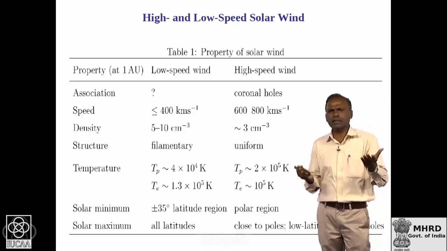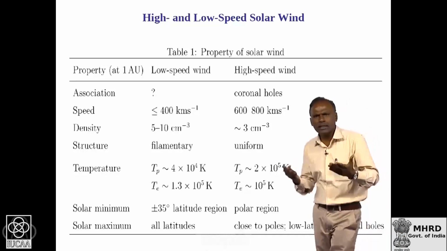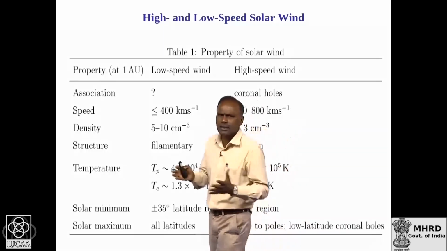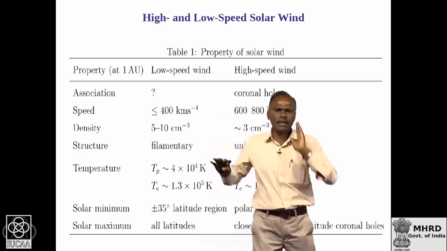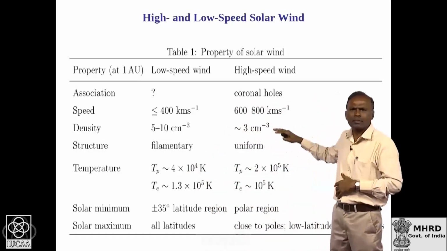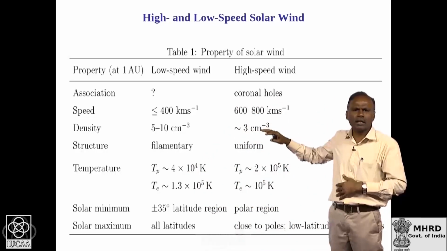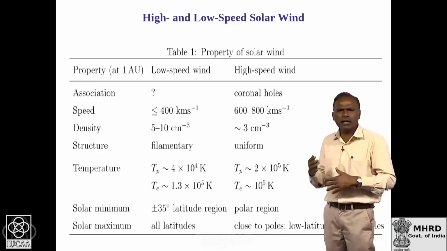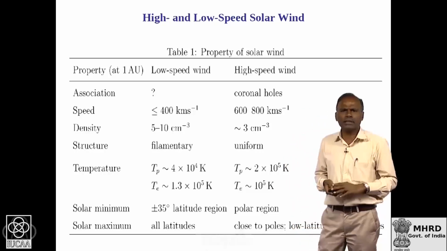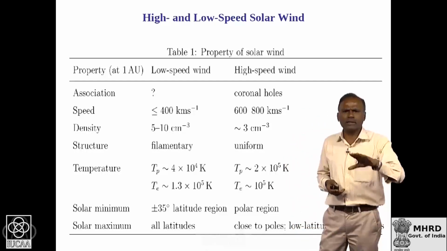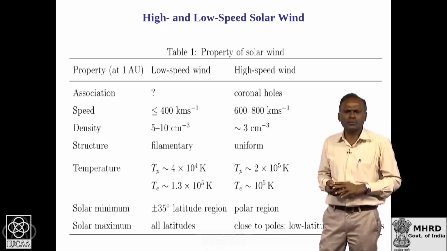So, the low speed wind, the typical speed is less than 400 kilometers per second, and density can vary from 5 to 10 particles per cc, and they have a filamentary structure. Also the proton temperature and electron temperature, they also have a variation.